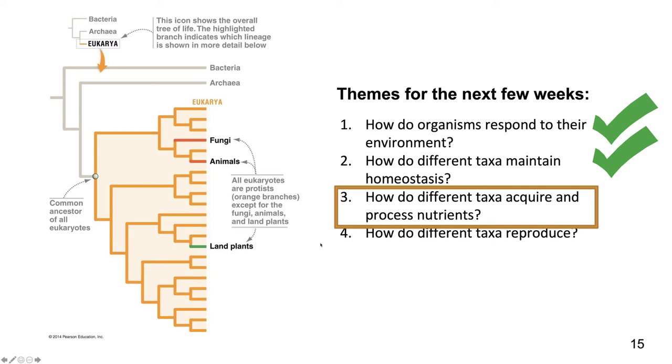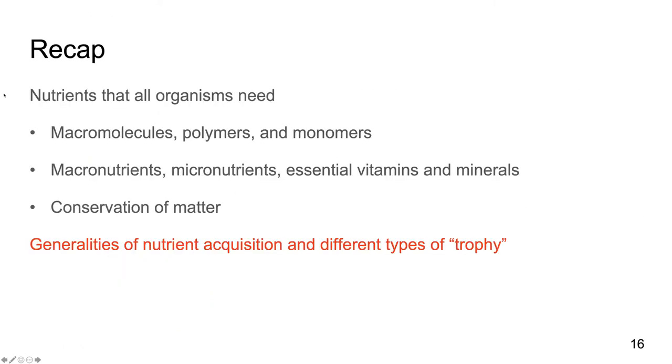Hi guys, so we're going to pick up where we left off, talking about how different taxa acquire and process nutrients. So just as a recap of where we've been, we've talked about the nutrients that all organisms need, specifically macromolecules, that are a type of polymers that are composed of monomers.